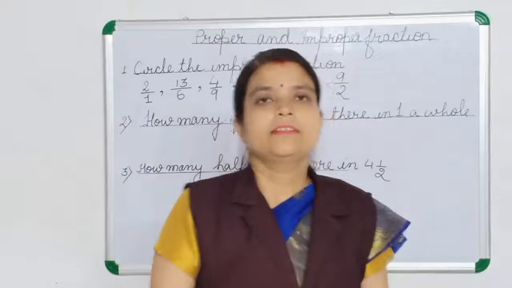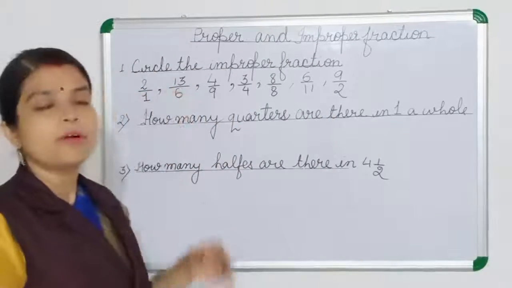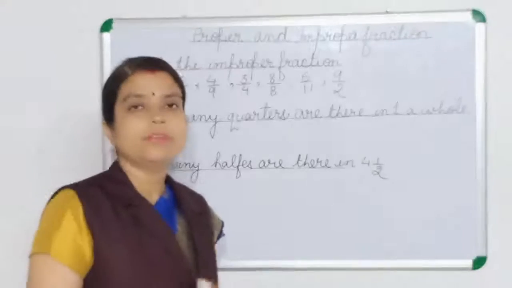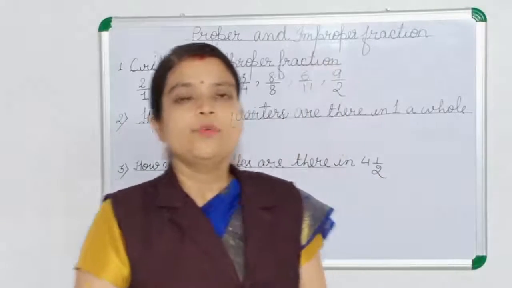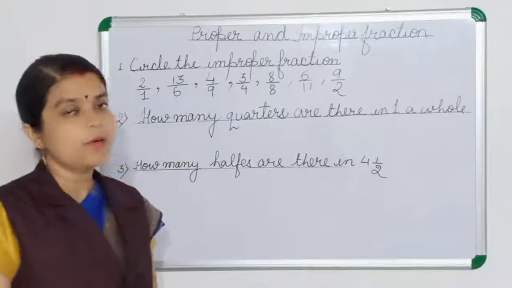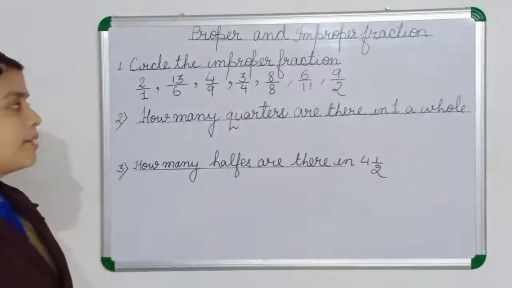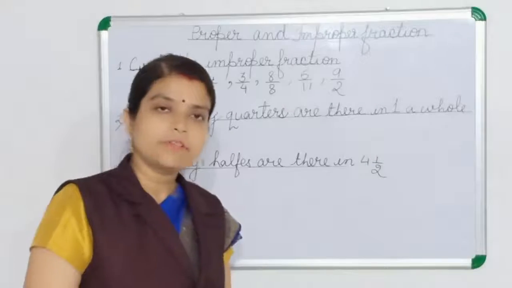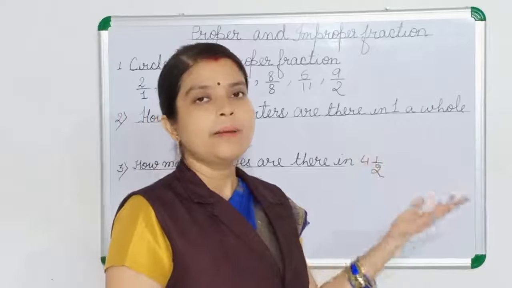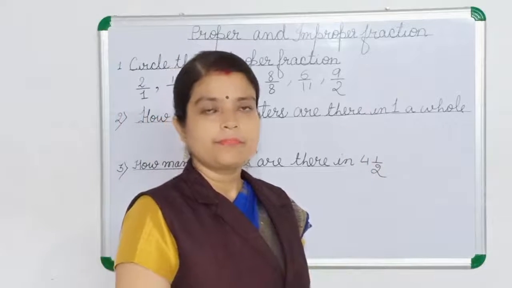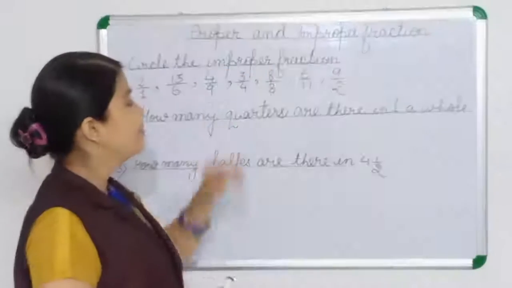Student, in the last class we have already learned about proper and improper fractions. Let's recall your knowledge. What is a proper fraction and what is an improper fraction? A fraction which is less than a whole is known as a proper fraction, and a fraction which is either equal to a whole or more than a whole is known as an improper fraction. Okay? So now we have to circle the improper fraction here.